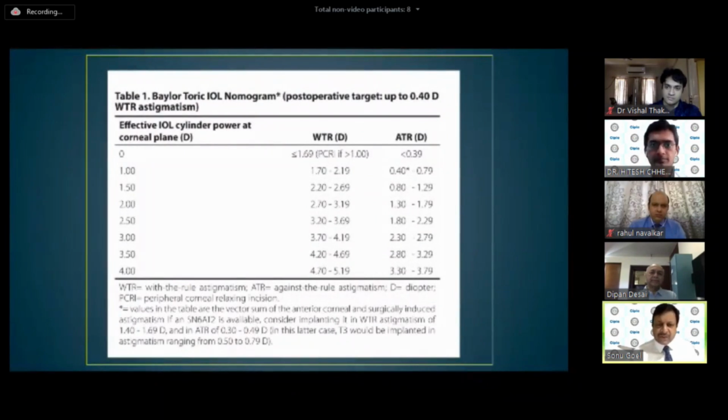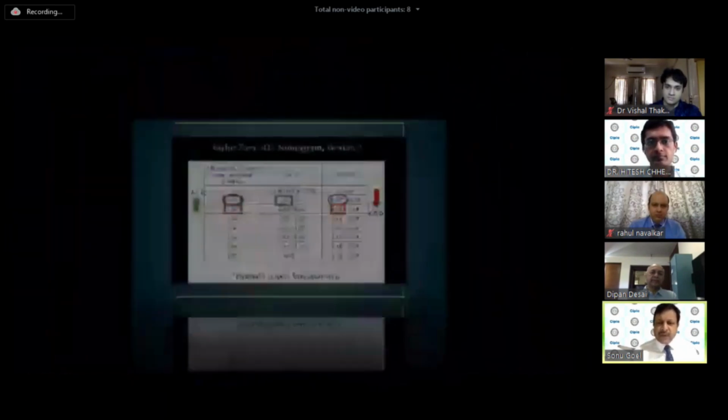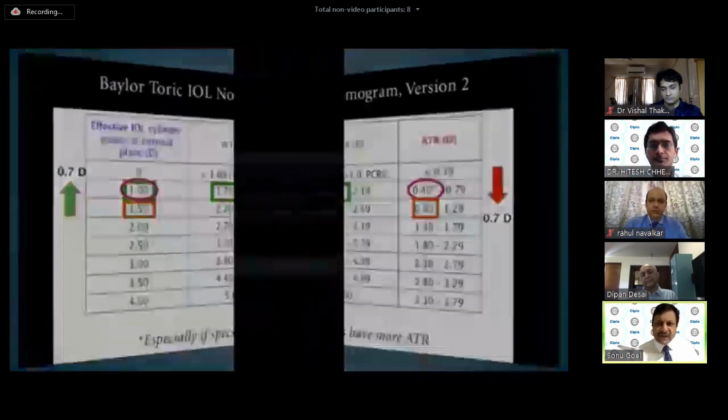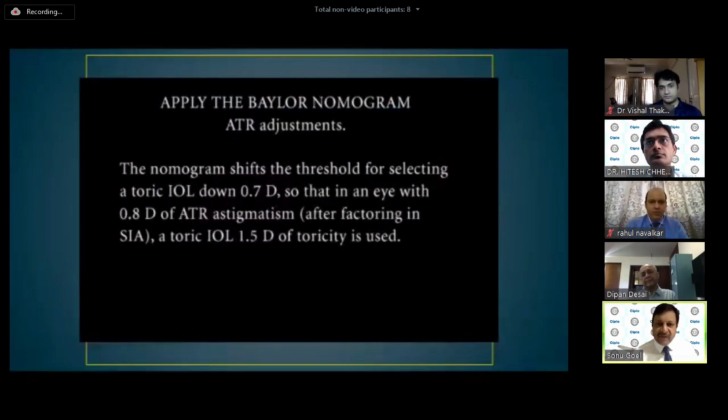And if you see closely here, when you have a with-the-rule 1.7, I would go in for an IOL of 1 diopter, as against if I have an against-the-rule astigmatism of 0.4, I would step up by 0.7. So you have to step up and step down when you're dealing with with-the-rule and against-the-rule. So in deciding on a toric IOL, both the magnitude of the cylinder and the axis are very, very important.